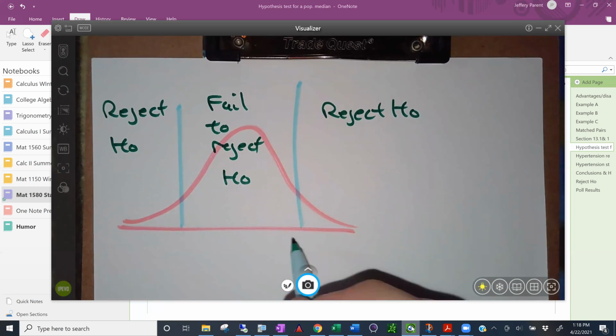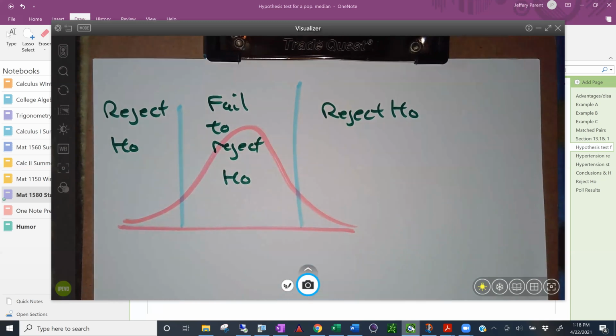Those values are actually going to be calculated for you from statistics, and they're going to be based on your alpha. Now, if alpha is 5%, these values are going to be about 1.96 and negative 1.96. But again, those are going to be calculated for you. Let's see where our test statistic actually lands.